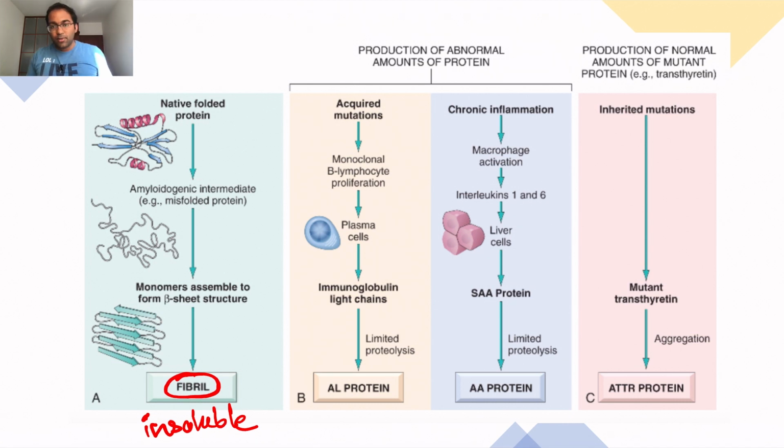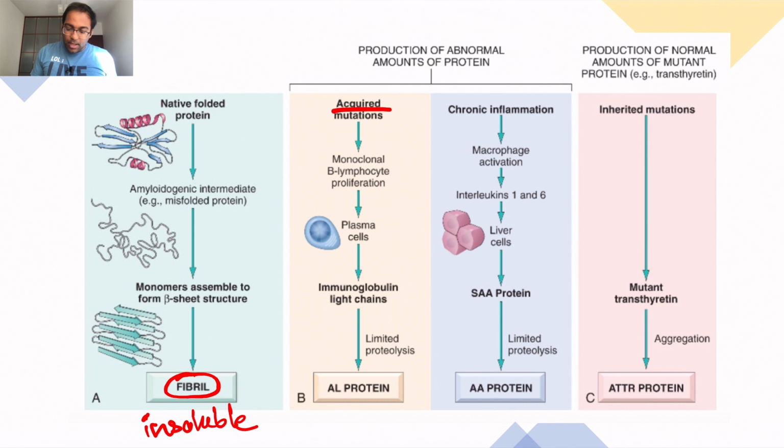The second type to form amyloid is production of abnormal amounts of protein. How do you produce abnormal amounts of protein? Yes, you guessed it right, I just told you in the last slide. You have accumulation of misfolded light chains of immunoglobulins. Such a phenomenon is a mutated monoclonal B lymphocyte proliferation.